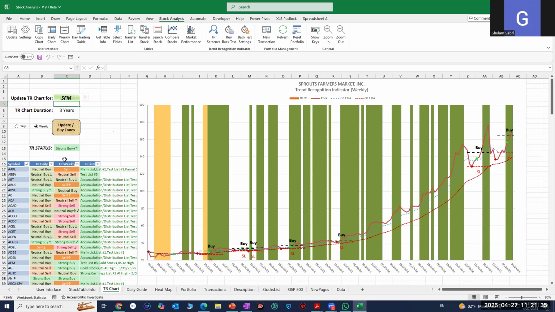Now look at this TR status here, it says strong buy. So we are in this green zone. The check mark means that we are within 5% of this buy point, which is shown by this dashed line. And the asterisk means that it has a strong relative strength compared to our S&P 500, as well as strong AD. It has been accumulated by Wall Street, by the market makers or the fund managers.